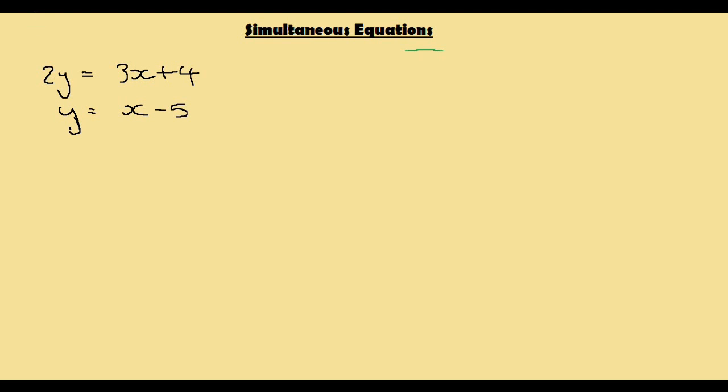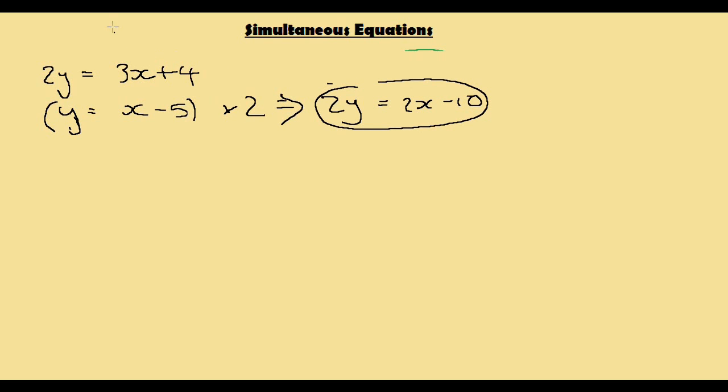So the way to do that would be to multiply this one by 2, because when we multiply this one by 2 we get 2y equals 2x take away 10, because we're just timesing every term or every value of the equation by 2. So this y becomes 2y, this x becomes 2x, and this minus 5 becomes minus 10. So that's what we've got here.